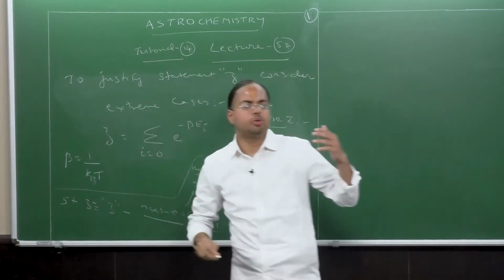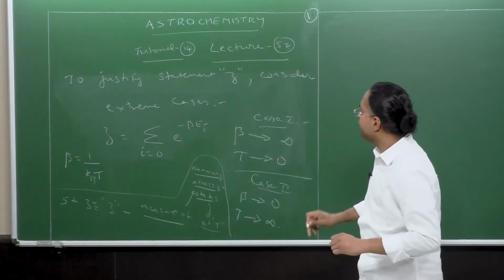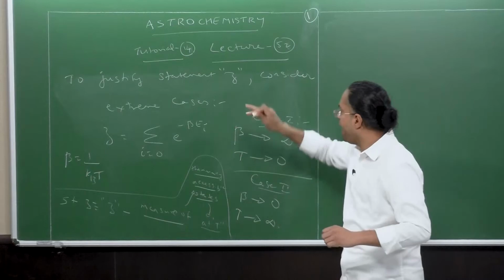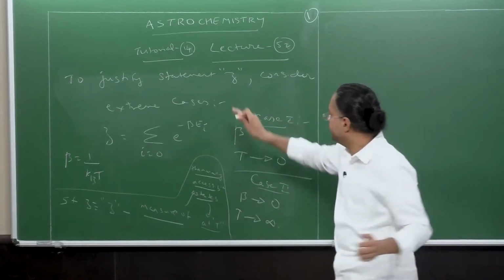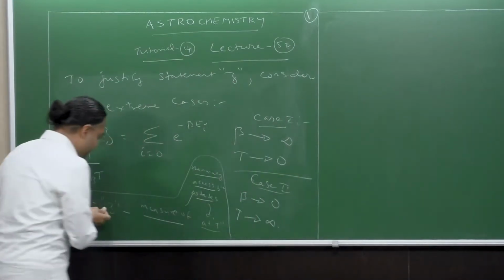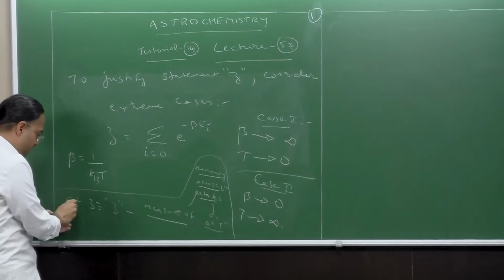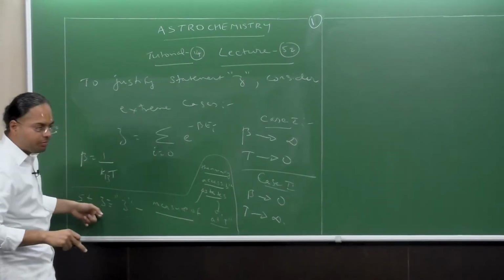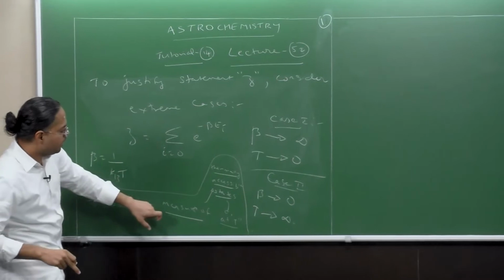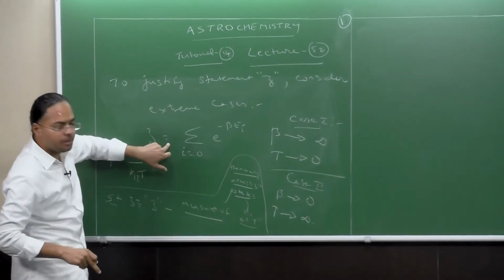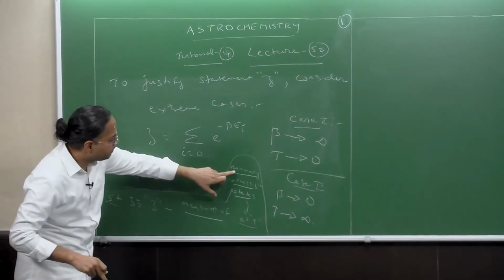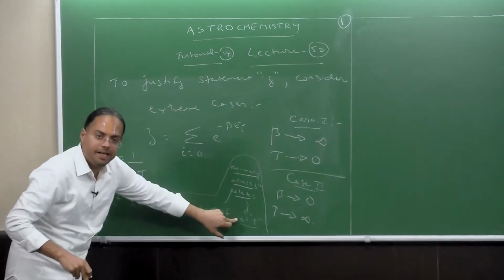In the previous tutorial and lecture, we were discussing the partition function. I had made a statement, statement Z, which I'm writing down for your clarity here. Referring to statement Z means that I'm talking about Z, the partition function, being a measure of the number of thermally accessible states at any given temperature.